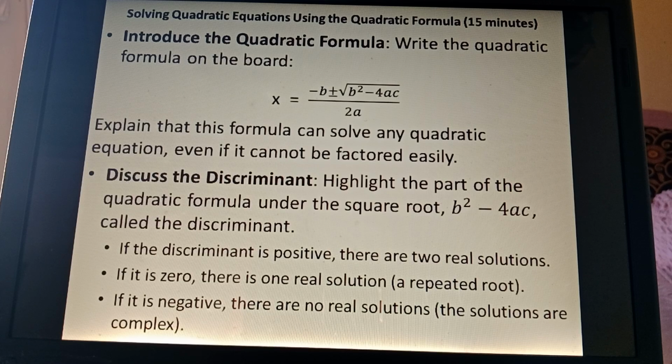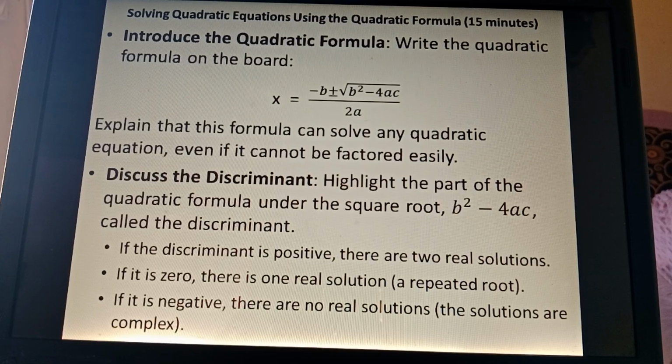Introduce the quadratic formula, 15 minutes. Write the quadratic formula on the board. Explain that this formula can solve any quadratic equation even if it cannot be factored easily. How to derive that formula, I'll bring in another video.